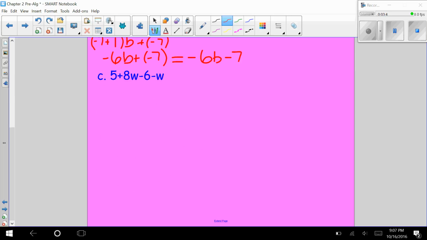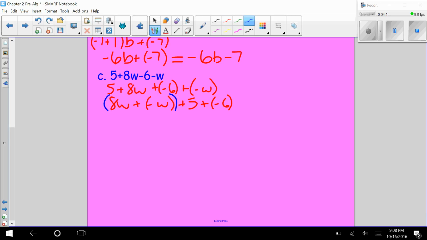Let's look at our last example here. 5 plus 8w minus 6 minus w. Let's rewrite it as a sum. So 5 plus 8w plus negative 6 plus negative w. Let's rewrite it so like terms are next to each other. Let's start with my 8w plus negative w plus 5 plus negative 6. We'll group them together. Let's put parentheses around my like terms there.